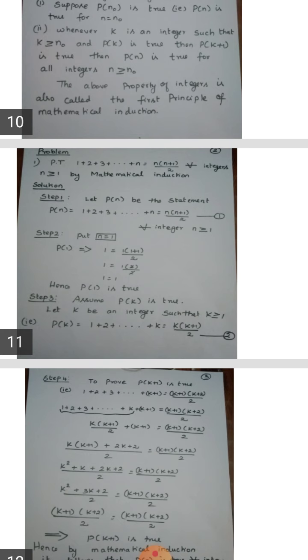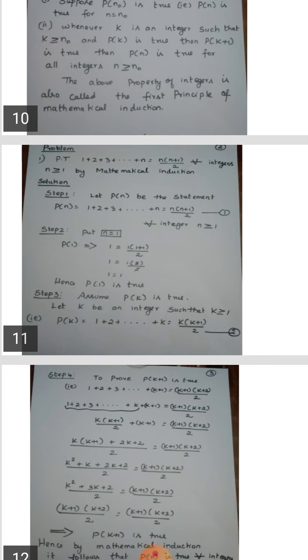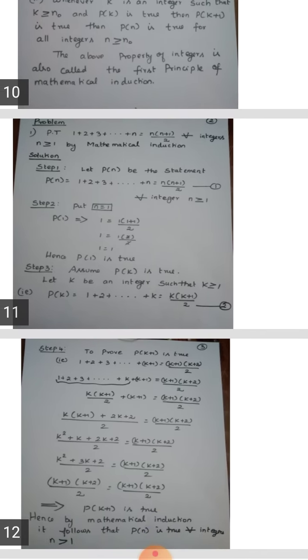What is the given statement? 1 plus 2 plus 3 plus etc. plus n is equal to n into n plus 1 by 2. We have to write it as P(n). Therefore, P(n) is equal to the given statement. Mark it as equation number 1. Girls, following the steps for a mathematical induction problem is very, very important. Follow the same steps for all the problems, right? So it is very easy to do the problem. P(n) is the given statement, written as equation number 1.